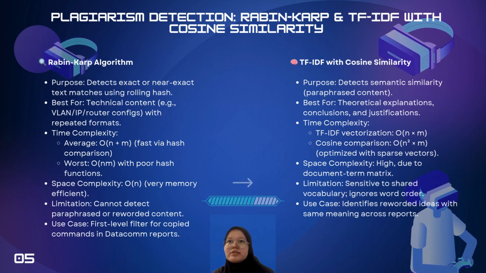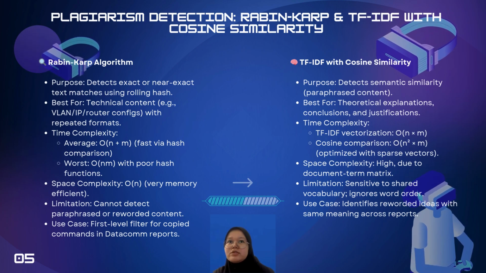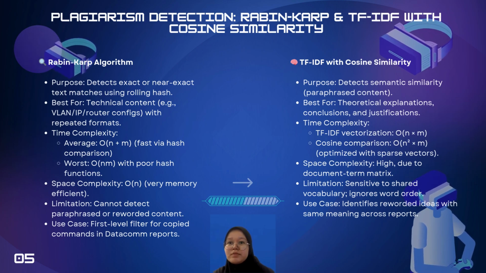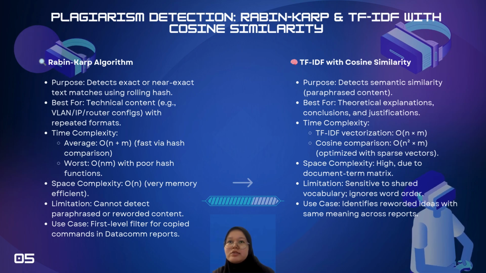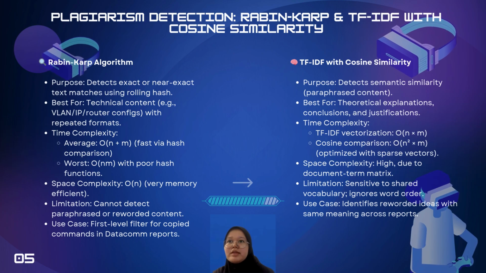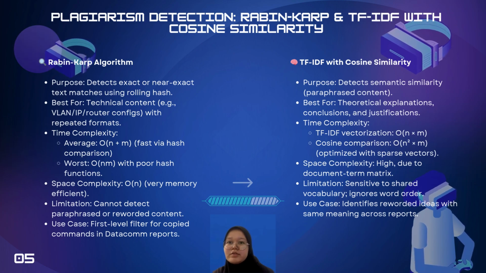It also has low memory usage, which makes it suitable for use on shared university servers or simple systems. However, Rabin-Karp has a major limitation. It cannot detect paraphrased content, so if a student rewords a copied section, it won't be flagged. That's why it's usually used as a first level filter, especially for command line or configuration based plagiarism.